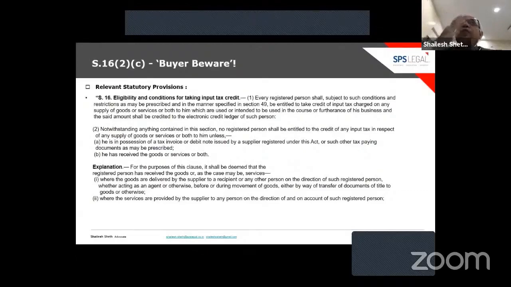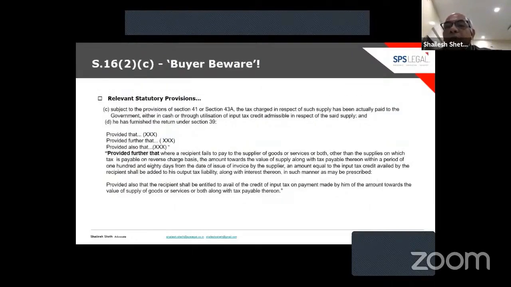As you know, there are four conditions for taking the ITC as prescribed under Section 16. These four conditions are: one, goods or services should have been received by the taxpayer. Two, that he is in possession of the tax invoice or debit note, he has received the goods or services or both. And three, subject to the provisions, the tax charged in respect of such supply has been actually paid to the government, either in cash or through utilization of input tax credit admissible in respect of the said supply. And four, he has furnished the return under Section 39.